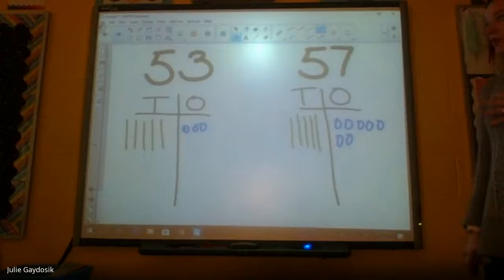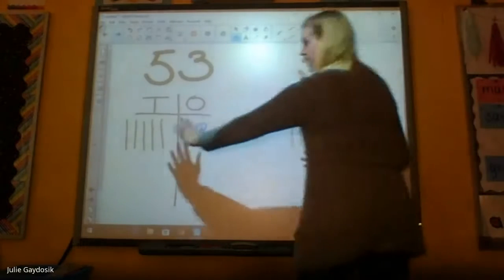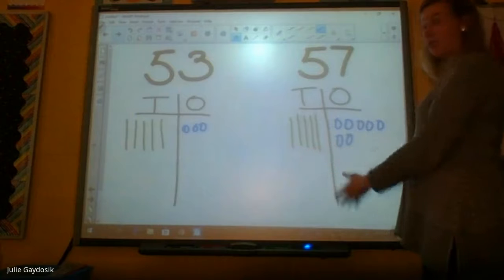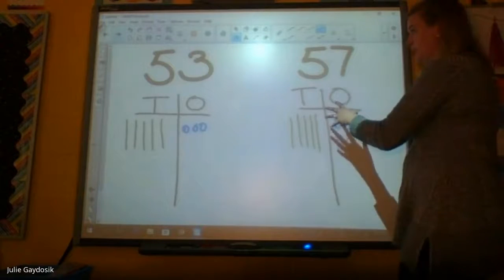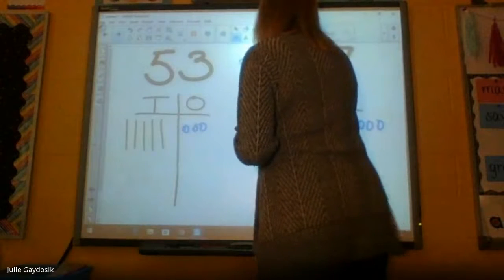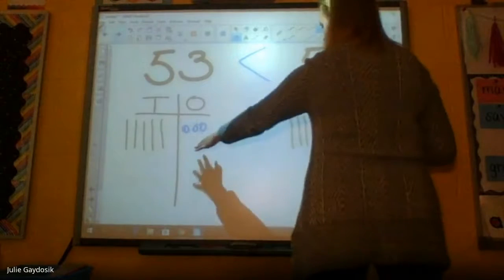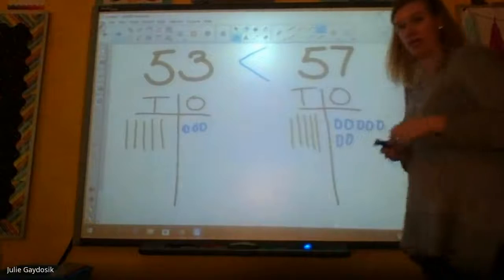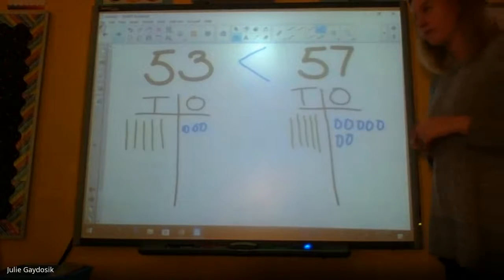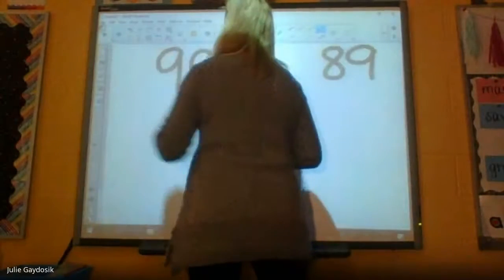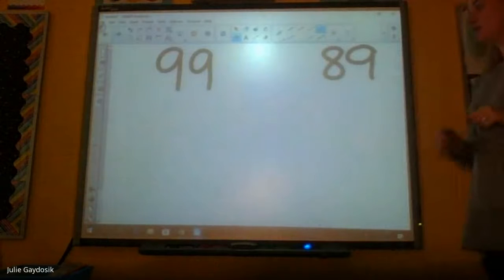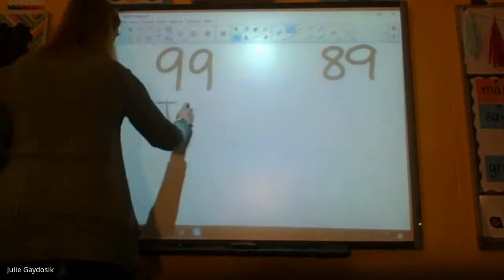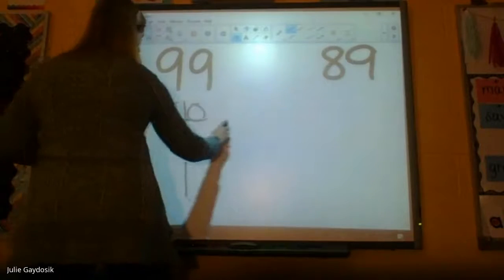Okay, now looking at this, we know the tens are the same. Which one has more ones? That's right, just looking at it, we can tell 57 has more ones. So 57 has to be greater than 53 because there are more ones over here than there are over here. Do you see how I did that? All right, let's go to the next one. Okay, we have the numbers 99 and 89. And again, you probably already know which one's greater and which one's less, but I want to go over this with you.